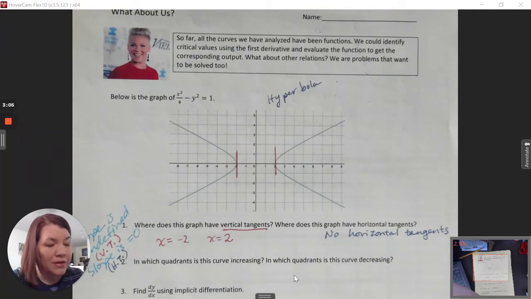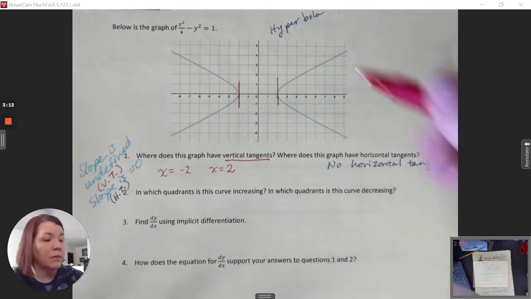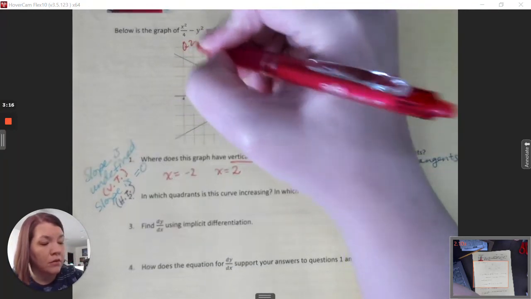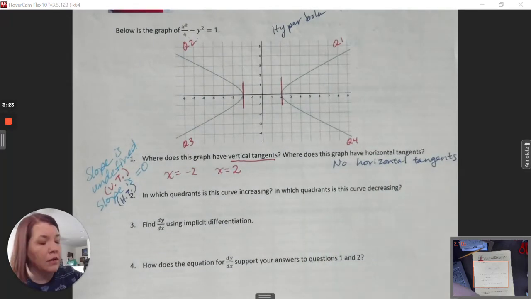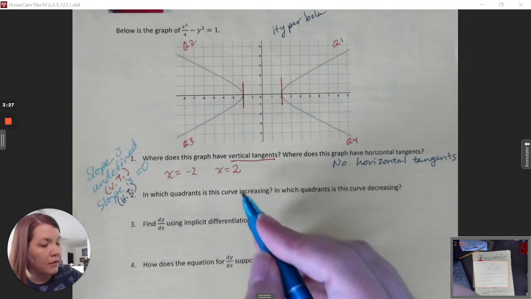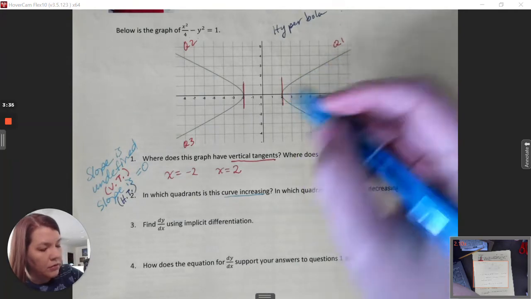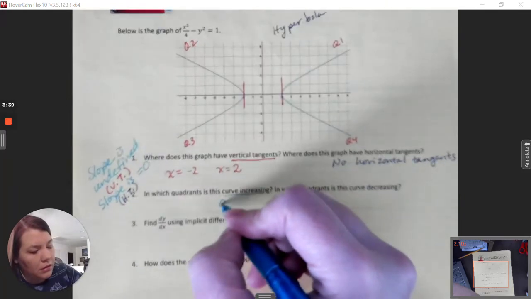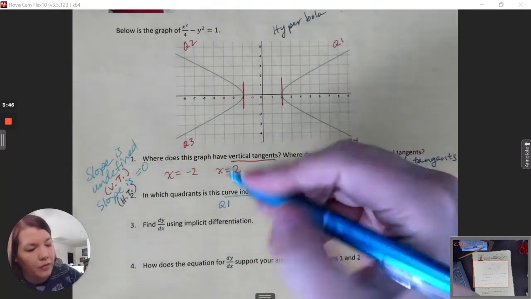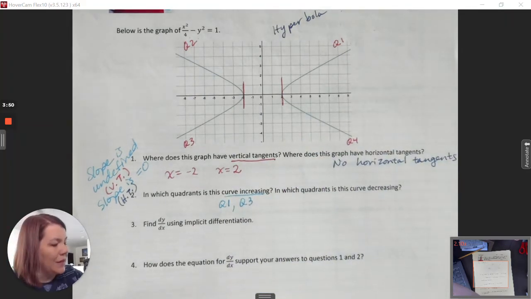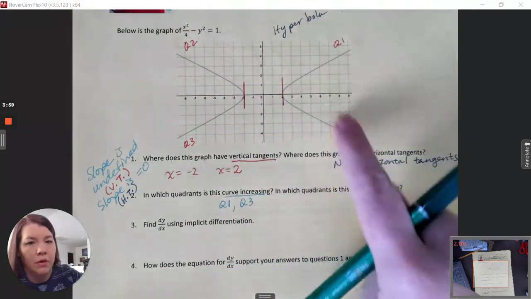Okay. Which quadrant? It says quadrants, so what are we talking about? Quadrants being Q1, Q2, Q3, and Q4. In which quadrants is the graph increasing? The curve is increasing, meaning getting larger. It's right here in quadrant 1 and quadrant 3. Basically, we're just paying attention to the slope going up. So Q1 and Q3 are increasing. Decreasing is Q2 and Q4.